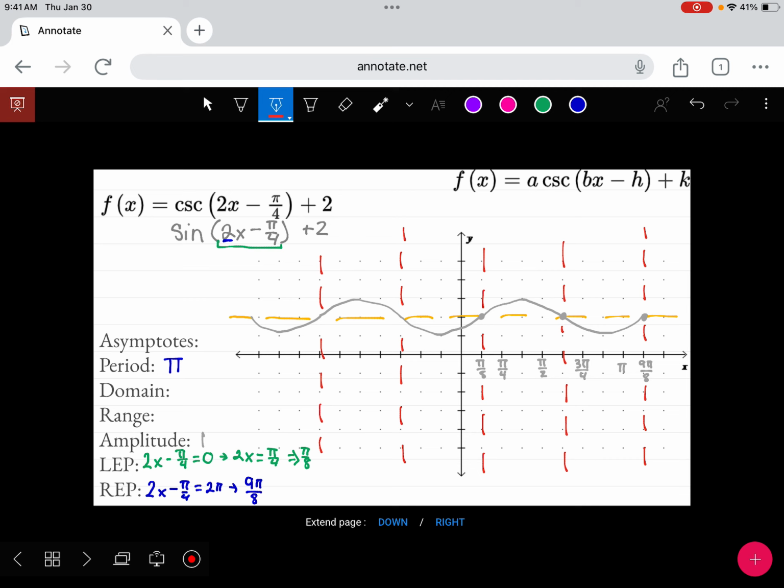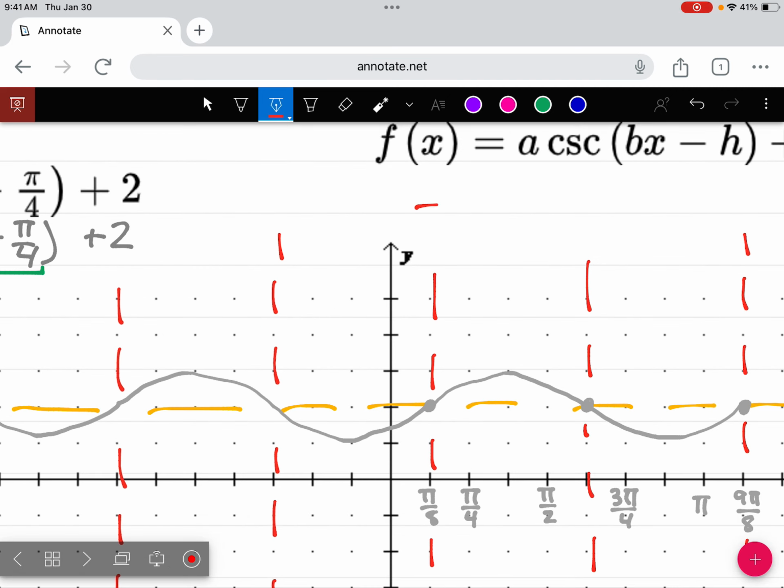When we're looking to figure out what interval is happening here, we're going to pick our first asymptote that we found. I'm going to take my pi over 8. How much did it move to get here? We added what to get to this next one? This is 5 pi over 8. So we added pi over 2.